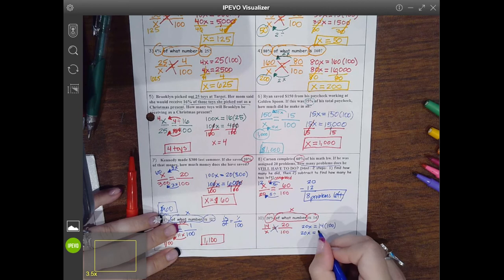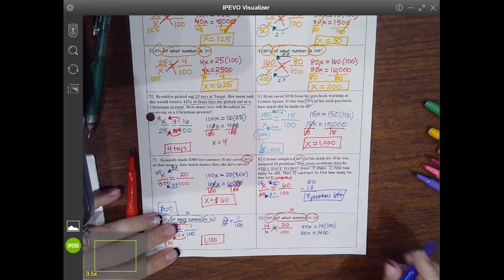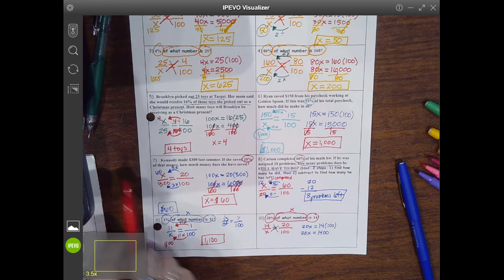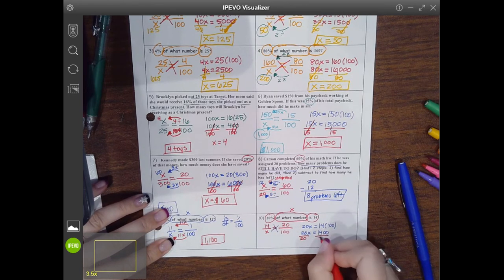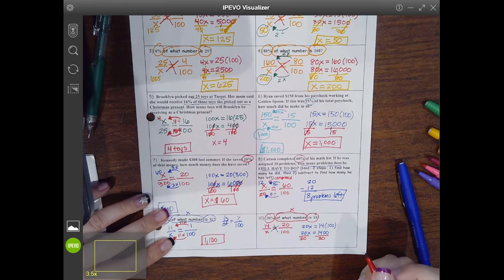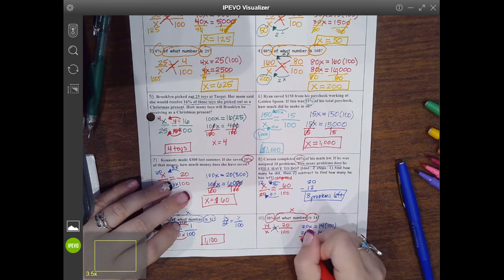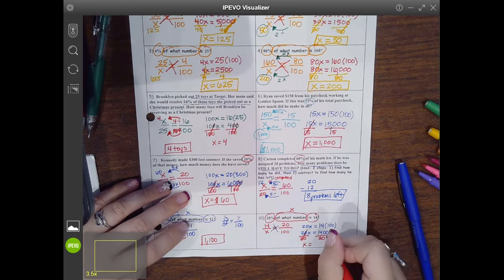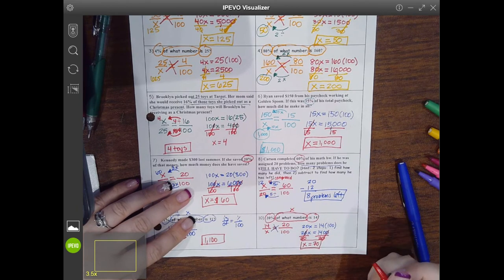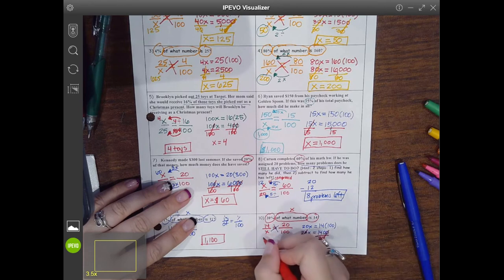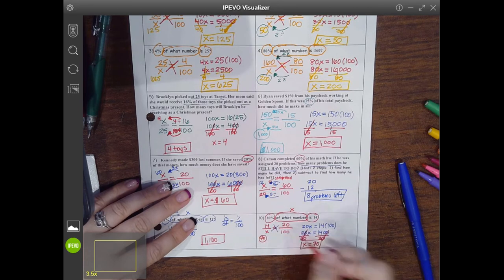14 times 100 is 1400. To get X by itself, you divide by whatever's in front of the X on both sides. Okay. 20 divided by itself is 1. So now you have 1x equals, those zeros can cancel. 140 divided by 2 is 70. Or you can just type it all into your calculator. Okay, so 14 of 70 is 20%. That sounds about right.